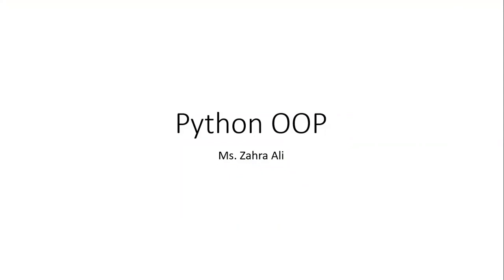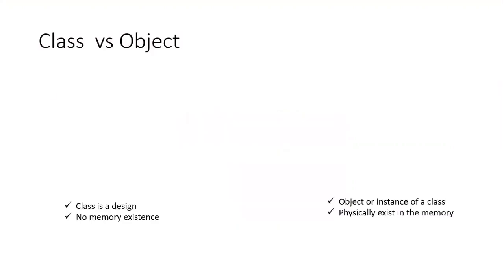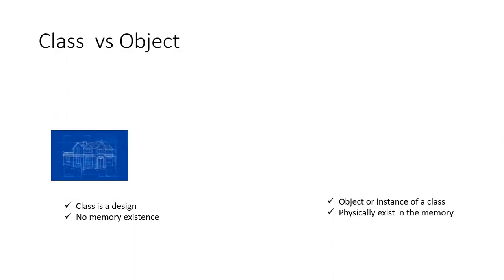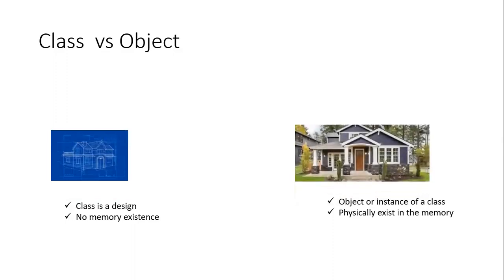So today we are going to discuss a very important Python concept: the constructor. First of all, let's revise the previous concept about class versus object. So what is a class? A class is a design, a blueprint of the actual existence of a particular object, and an object is the physical existence of a particular instance of a particular class in the memory.